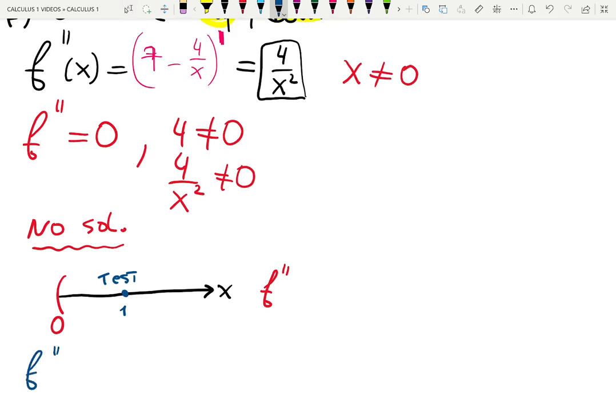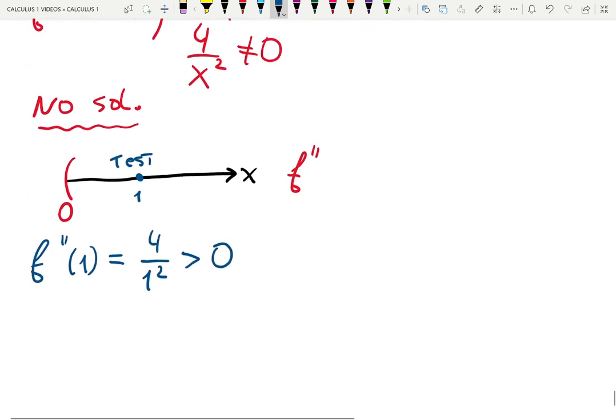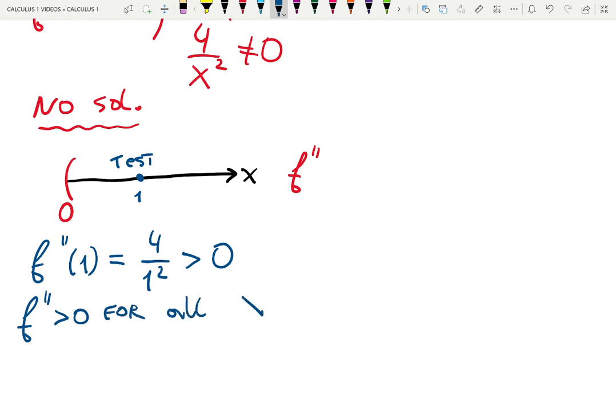The second derivative at 1. I just need to know the sign. With 4 over 1 squared, it is positive. Wait, didn't we just say that it cannot be 0, but it also is positive because of the square in the denominator and the positive number in the numerator? Actually, it's always positive, because the second derivative is always positive. Second derivative positive for all x in the domain, and it means positive, right? It means all over here, everywhere.